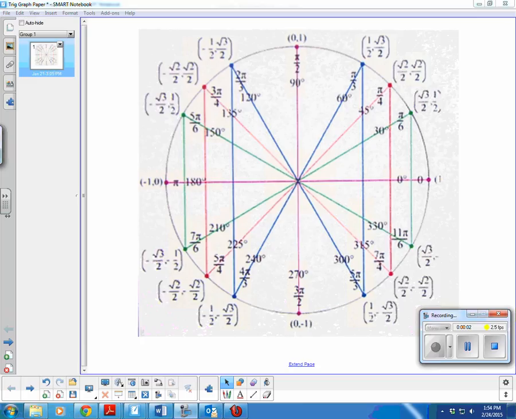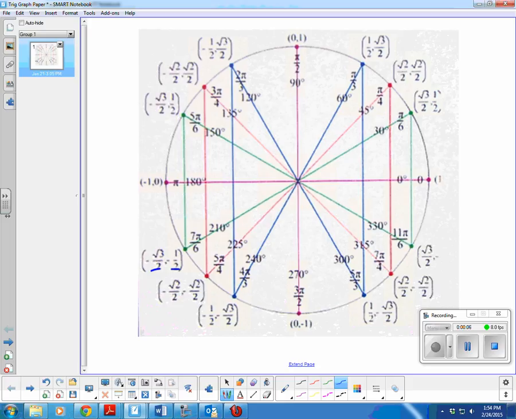Numbers from the unit circle, which coordinate is x and which one's y? The bottom one is y. X is first. But cosine and sine, sorry. Okay, so the x is the cosine, right? And the y value is sine.